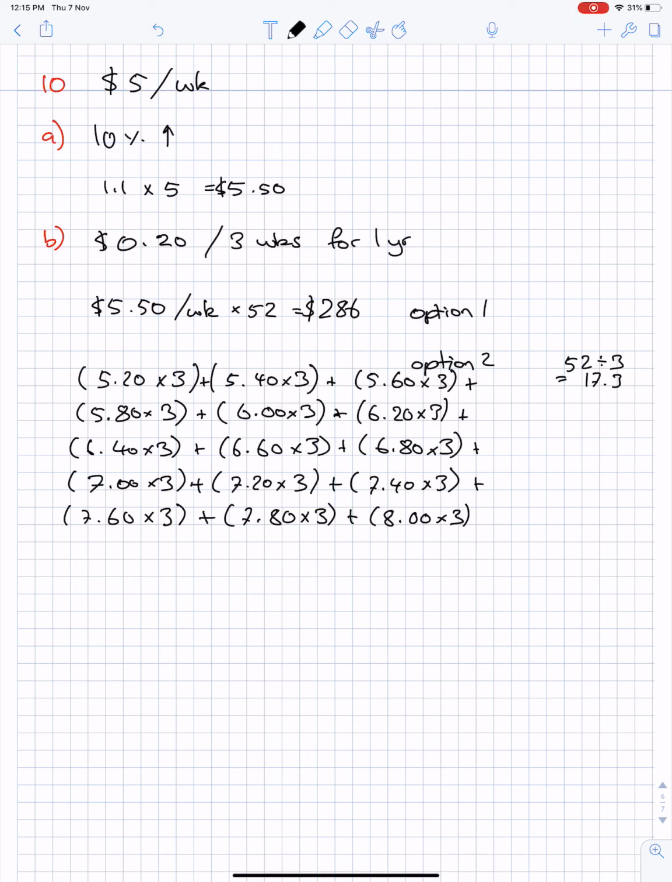So 3 times 1, 2, 3, 4, 5 is 15. And we said, what, 17? So 15, 2 more, and then a bit. So 15, so 8, 20 times 3 plus 8, 40 times 3.